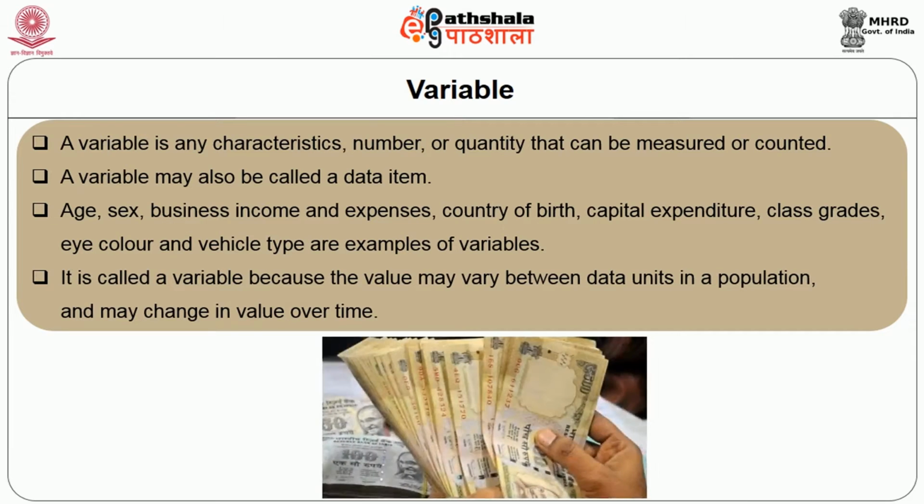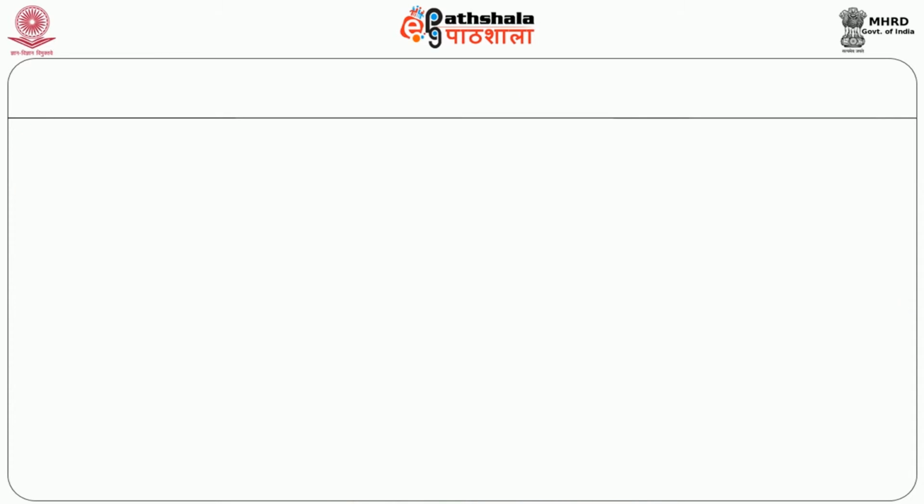For example, income is a variable that can vary between data units in a population. That is, the people or businesses being studied may not have the same income and can also vary over time for each data unit. That is, income can go up or down.